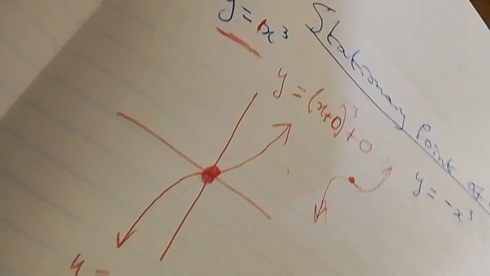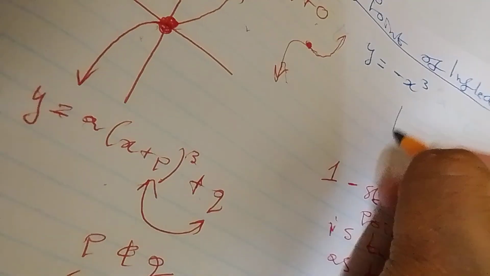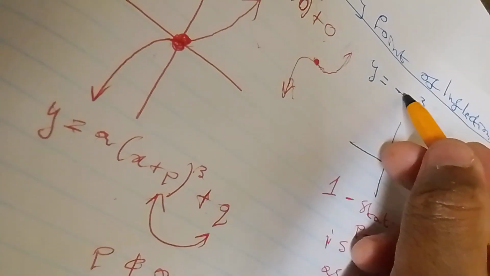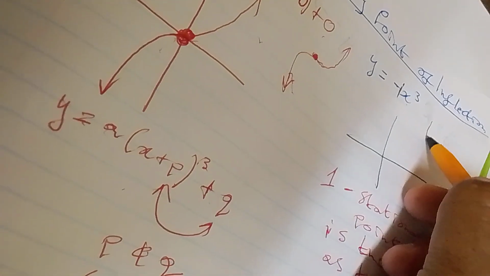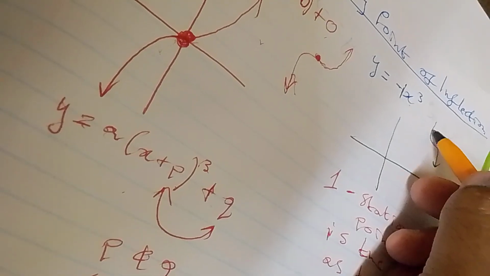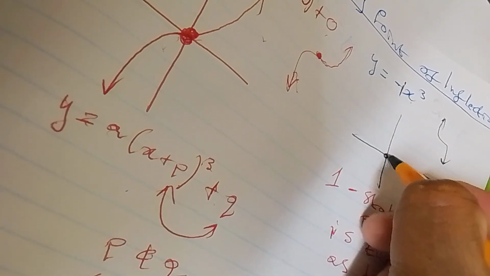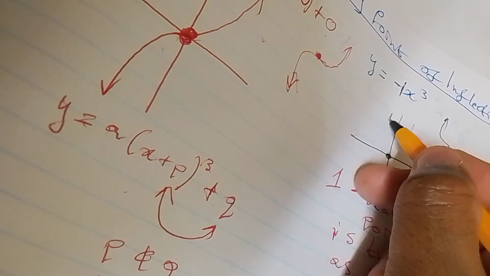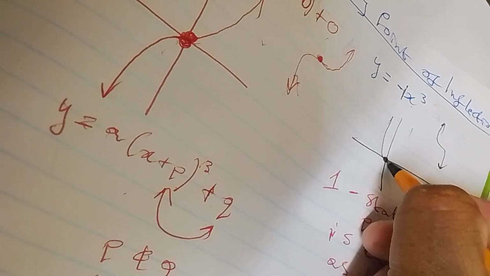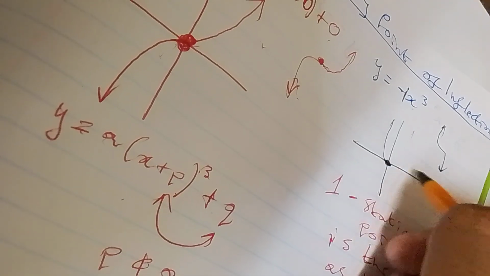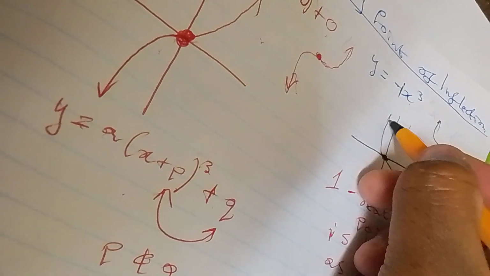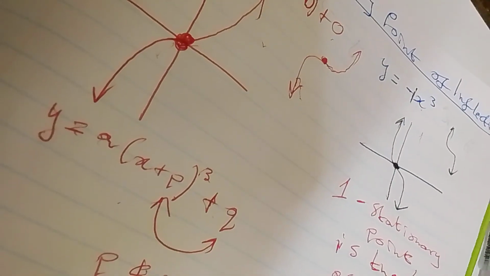So the second one, let me draw a Cartesian plane. Because the value of a is negative, it will start by decreasing, so it will go down like this. It should start by going down. Where it's turning is also a stationary point and a point of inflection. So it should also change the concavity. So you have this.